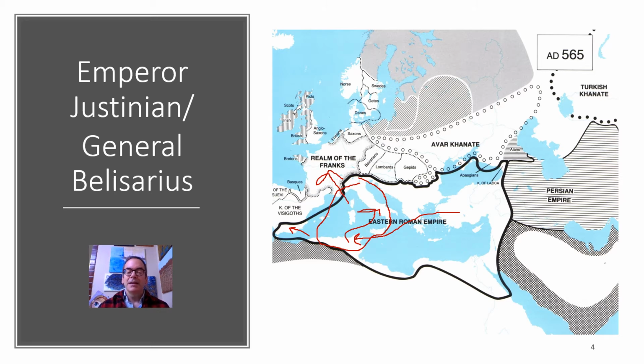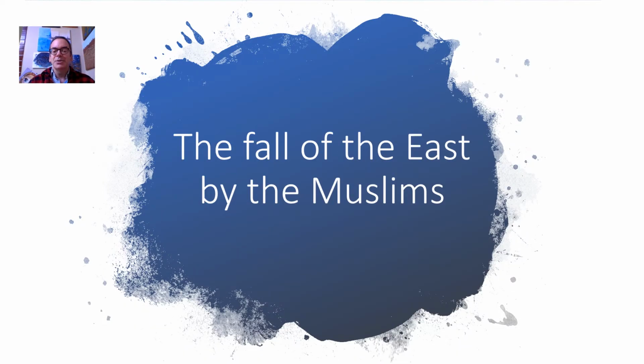Now, unfortunately for Justinian, probably fortunately for those kingdoms that were already there, he did not get his wish. Soon after, this all collapsed, and the whole Eastern Empire fell back to the size of the map I showed you.